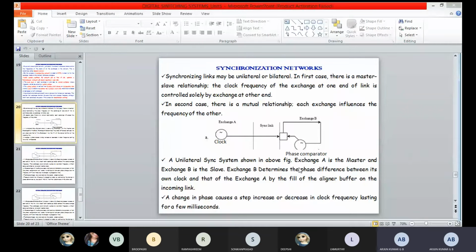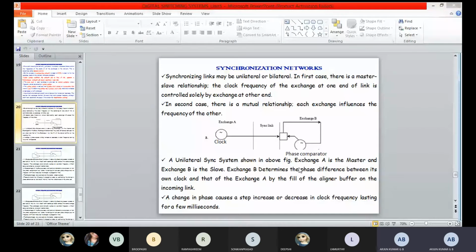Suppose the second case is a mutual relationship. Each section influences the frequency of the other. The first case is the master and slave relationship. The link may be unilateral or bilateral. Suppose in the first case I'm considering the unilateral; it will be a master-slave relationship, otherwise a mutual relationship. Similarly, bilateral also has a master-slave relationship, otherwise a mutual relationship.